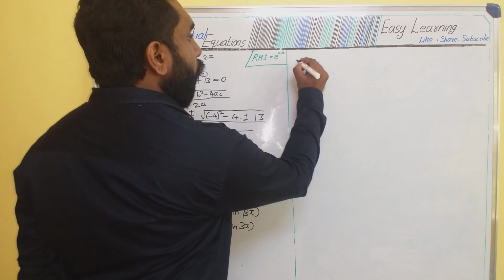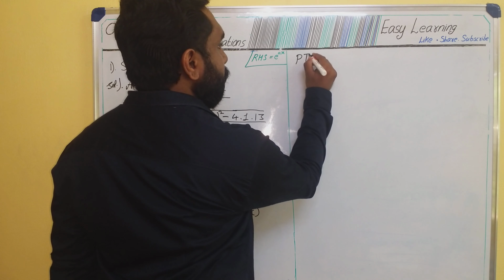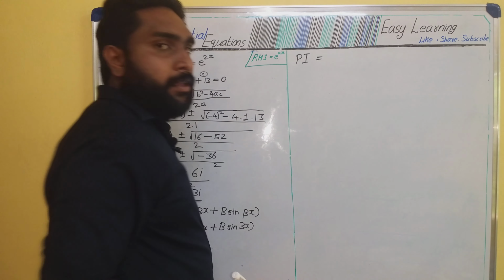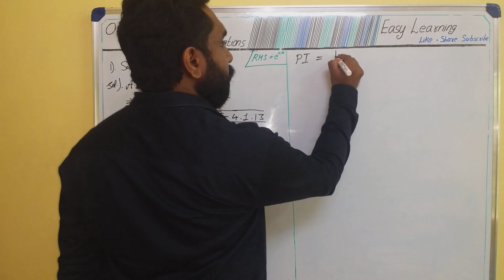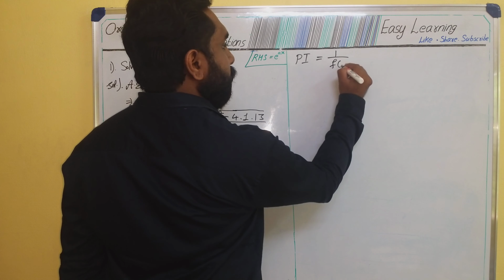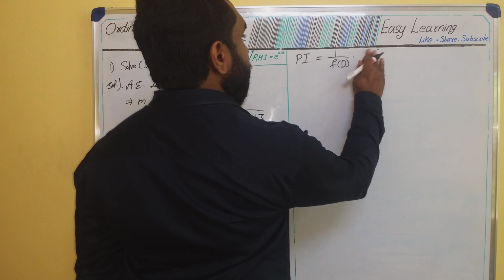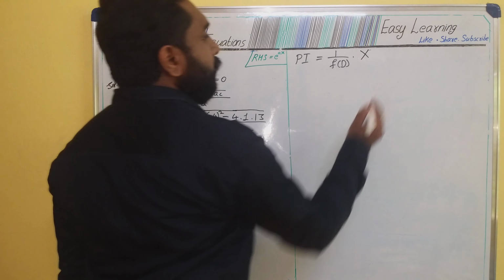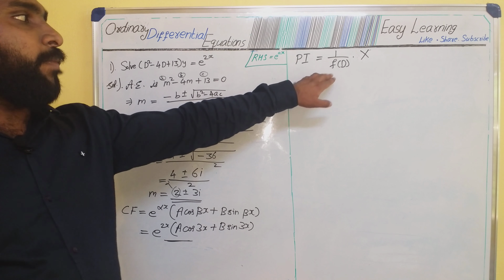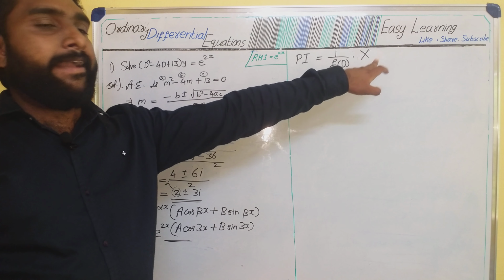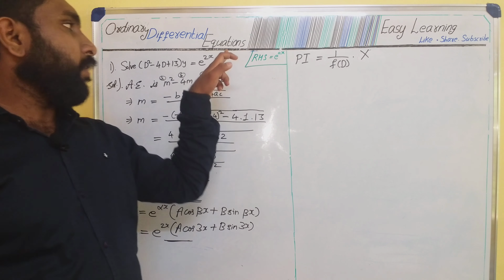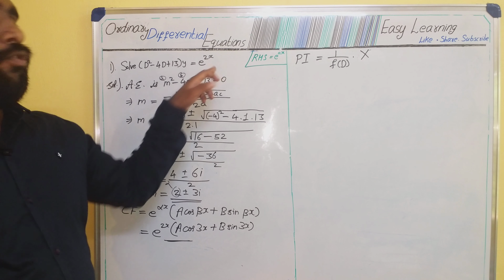So we know the formula to find the PI. What is the formula to find the PI? It is 1 by f of d into e power ax. This is the formula to find the PI. So let me write it as it is. This is the exact formula, 1 by f of d into capital X. X means the right hand side. So on the right hand side we are having e power 2x.